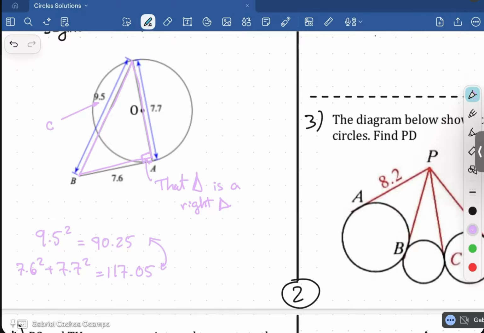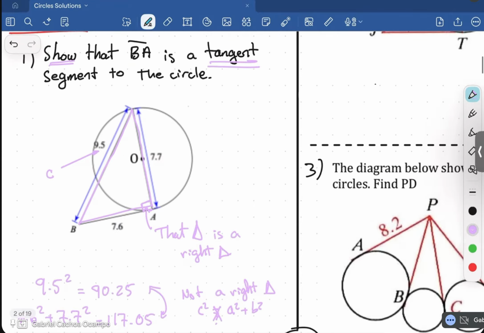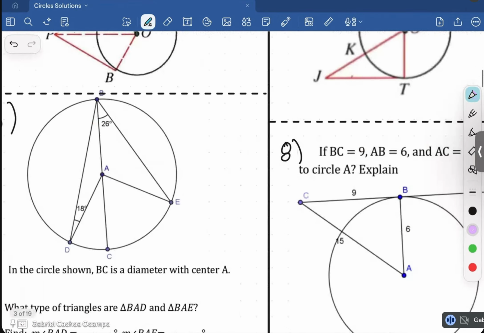Because these two numbers are not the same, this is not a right triangle. You know what I am doing? I am checking if this is true. Because it is not true, it is not a right triangle. Actually, what type of triangle is it? It is an acute triangle. So this is not a tangent line, not a tangent. I'm gonna ask you to do this several times in the problem set.